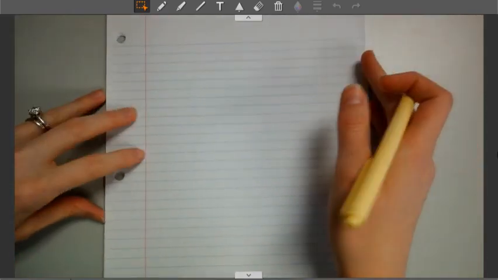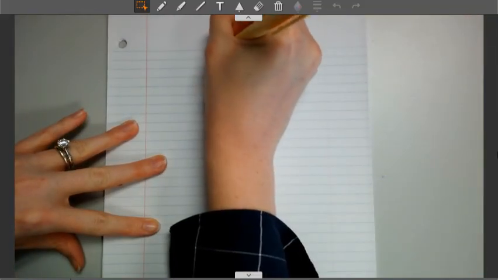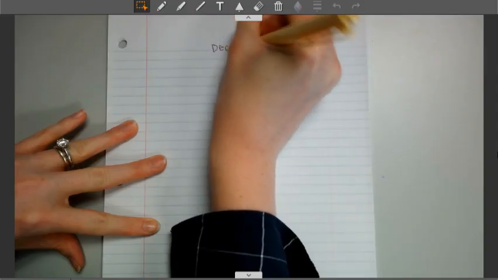All right, so today we are going to talk about all operations with decimals. So we're going to go ahead and title our notes decimals. Okay, and then we're going to separate it out and we're going to start with the rules for adding and subtracting.